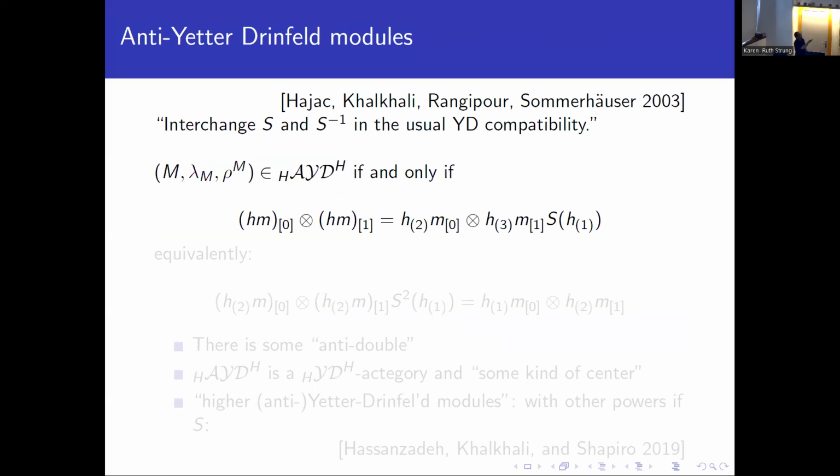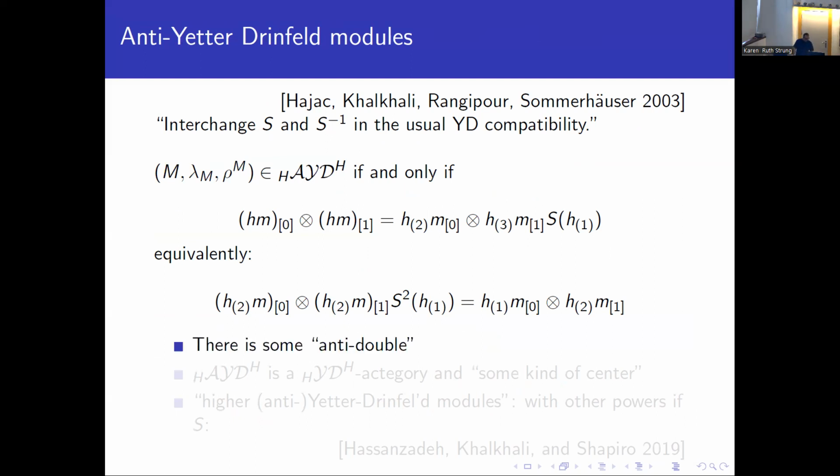And this is due to Hajek, Kalkali, Rehmipour, and Sommerhäuser. Basically, an anti-Yetter-Drinfeld module has similar compatibility conditions to the usual one, where the role of the antipode S is now replaced by the usual antipode and vice versa. And there is some anti-double Drinfeld in this case.